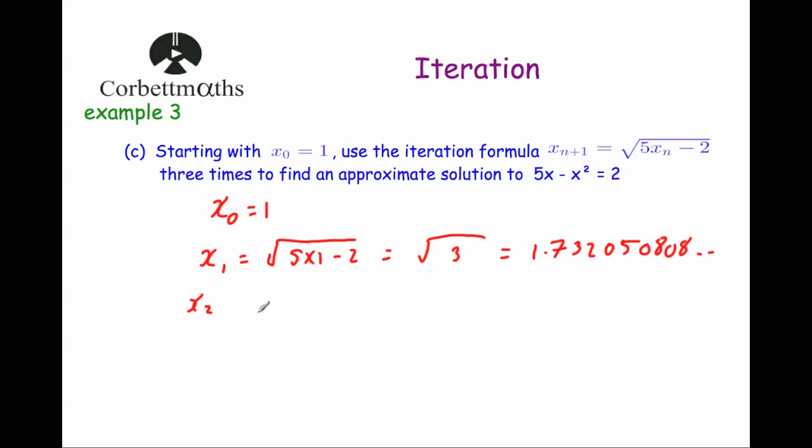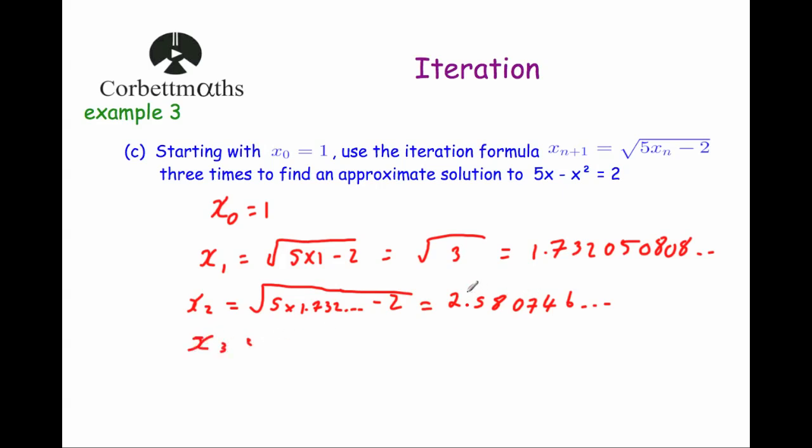So we've got our x1, so now x2. To get x2, we're going to put this value in here. So we're going to do the square root of 5 times 1.732 and so on, take away 2. And when we do that, we get an answer of 2.58074 and so on.